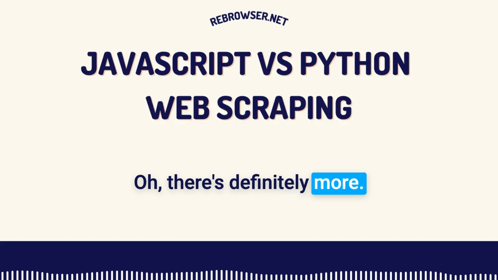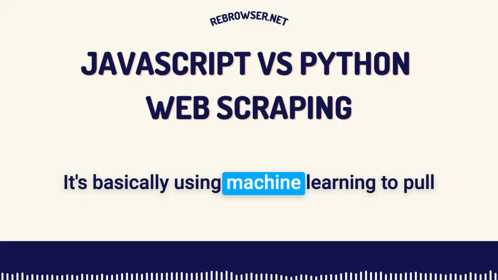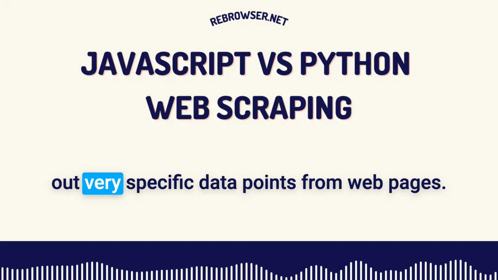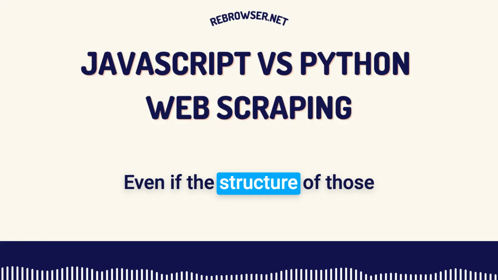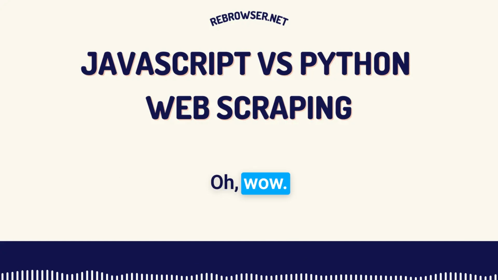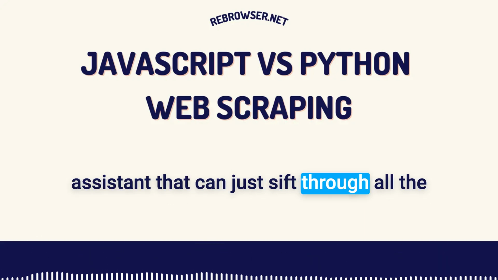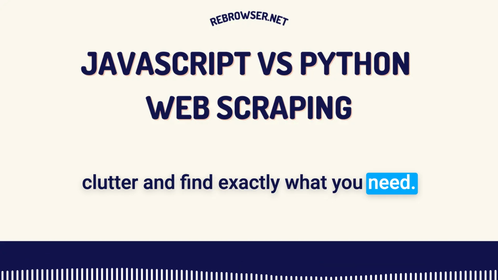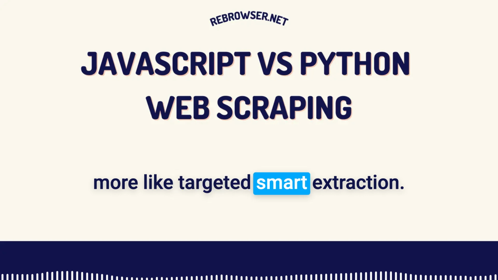Oh, there's definitely more. AI-powered extraction is getting really interesting. It's basically using machine learning to pull out very specific data points from web pages, even if the structure of those pages is kind of messy or inconsistent. Oh, wow. It's like having this super smart assistant that can just sift through all the clutter and find exactly what you need. So less brute force scraping and more targeted smart extraction.